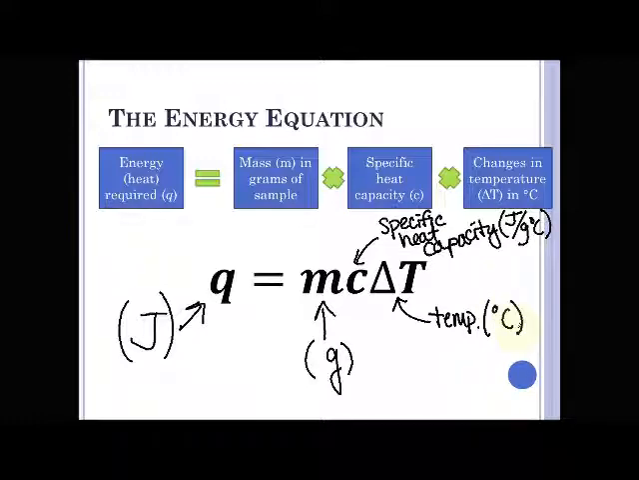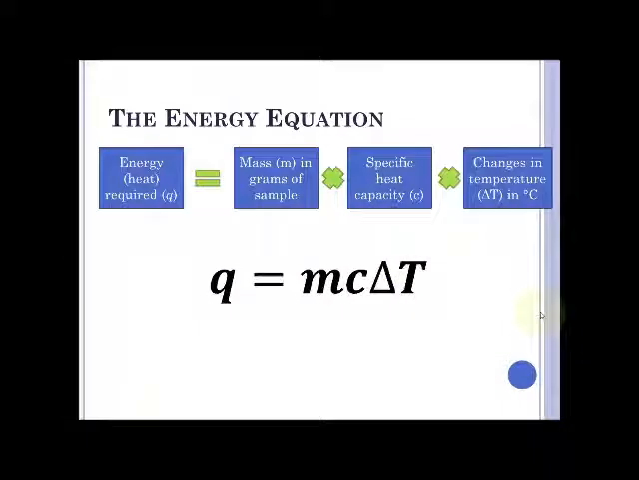Okay? And that little delta sign in front of the T stands for temperature change, the change in temperature. So we're not going to need just one number here. We're going to need the difference of two numbers. So to find the change in temperature, that's all one big thing. You take the final temperature minus the initial temperature. So T final minus T initial, where it ends up minus where it starts.